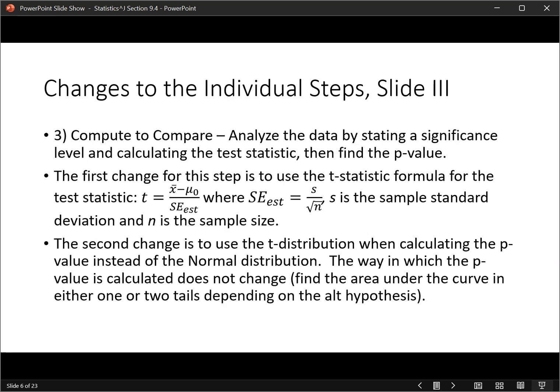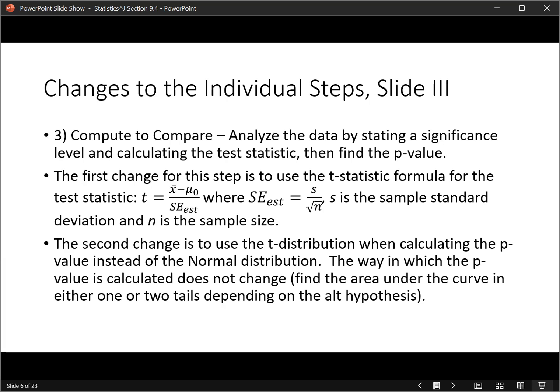We then go through and do the computational part of the hypothesis test. This does involve some significant changes. We're going to use the t statistic formula, which is written here. And of course, we use the standard error formula for means as well. So we're going to use means formulas instead of proportions formulas. Hopefully that makes sense. And since we're using t statistics, those go along with a t distribution. Because of that, we want to use the t distribution when calculating the p-value instead of the normal distribution.